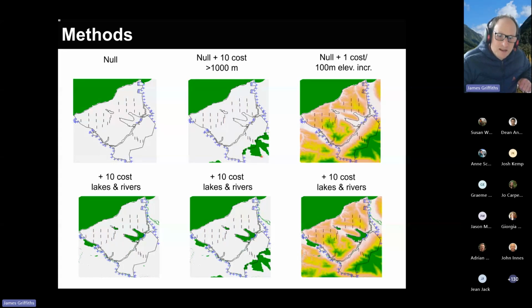And then if we move across from left to right, we added to the null a 10-fold cost to high elevation areas in the bottom left of that frame, and an additional one-fold cost for every 100-metre elevation increment. So at 100 metres, a one-fold cost for every pixel crossed. At 900 metres, a 9-fold cost for every pixel crossed. And the bottom three cost surfaces are exactly the same as those immediately above, but have a 10-fold cost added for lakes and rivers.